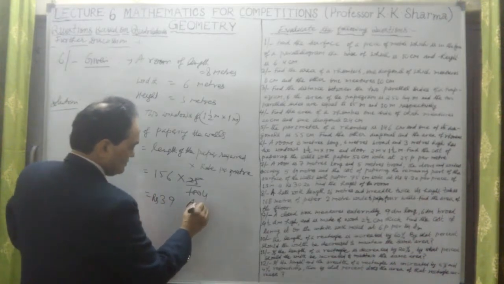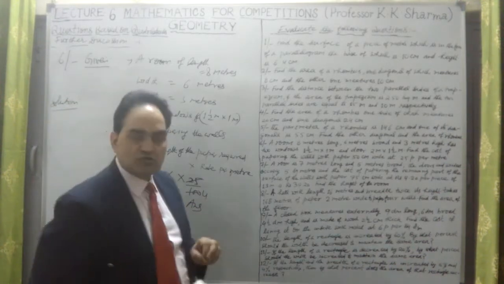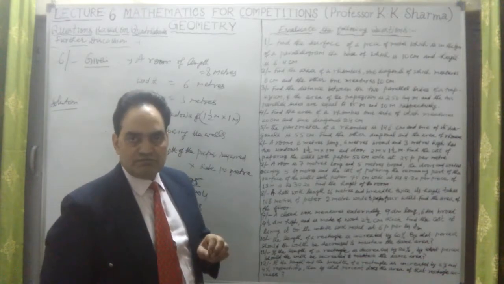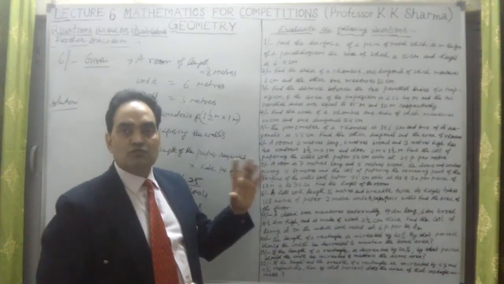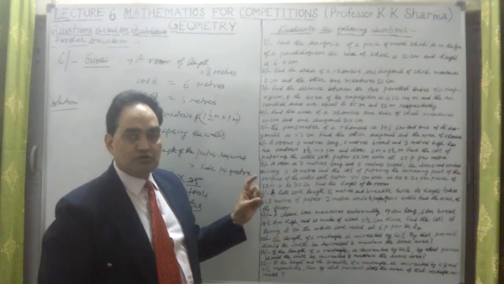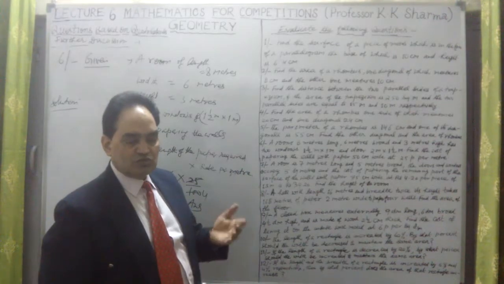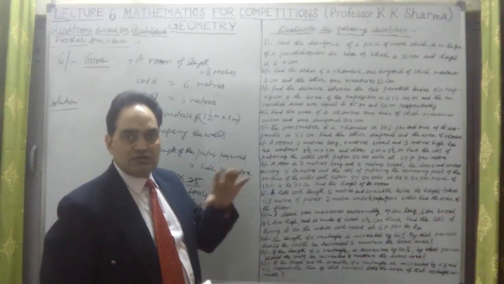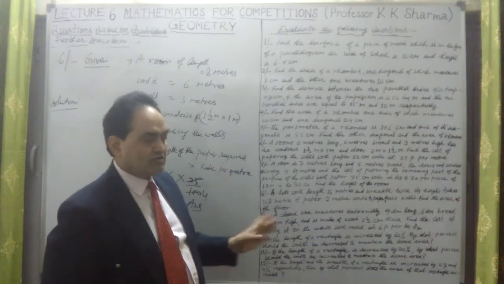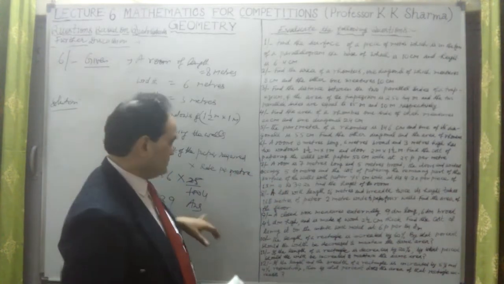Rupees 39 is the answer. The total cost is rupees 39 for papering the 4 walls without 2 windows and 1 door. The area of 1 door and 2 windows is subtracted, and the remaining area is to be papered. That is the answer here.